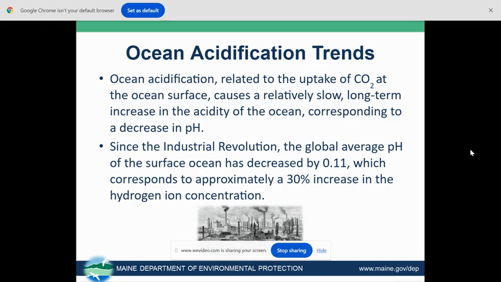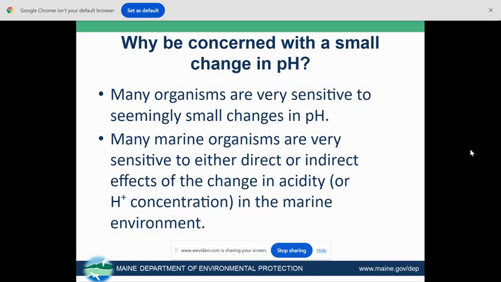So why is that important? Right? Why should we be concerned with such a small change in pH? So many organisms are very sensitive to that small change in pH, and we'll talk more about that in a second.